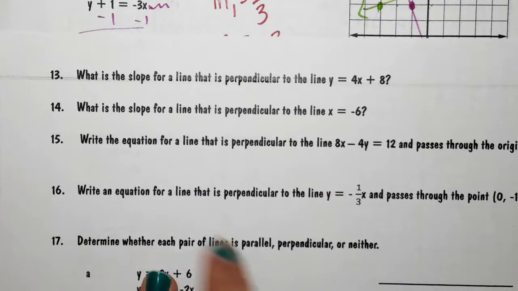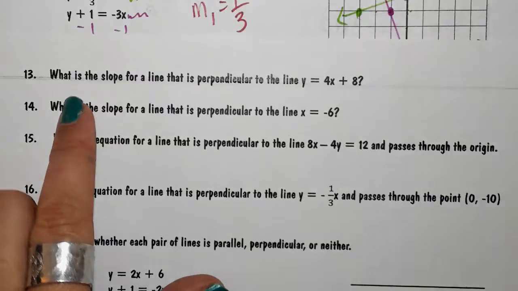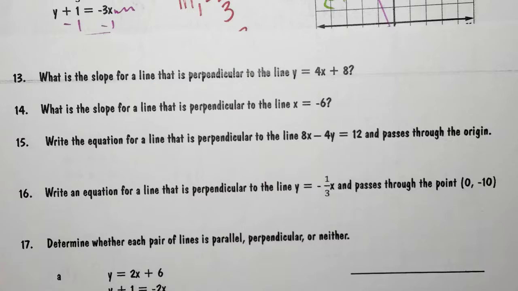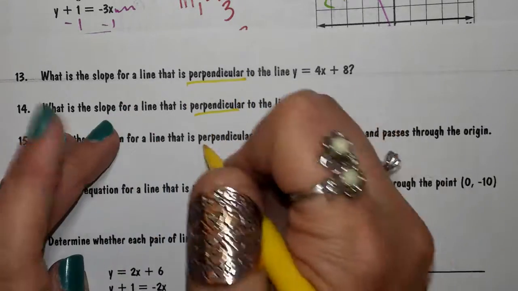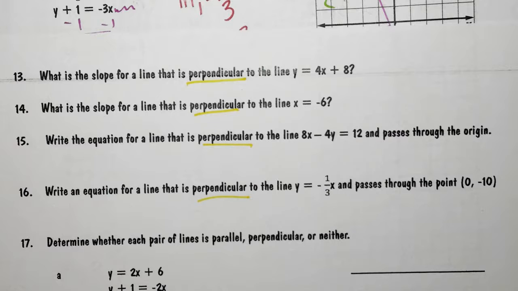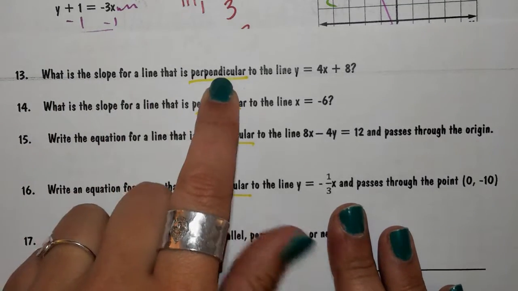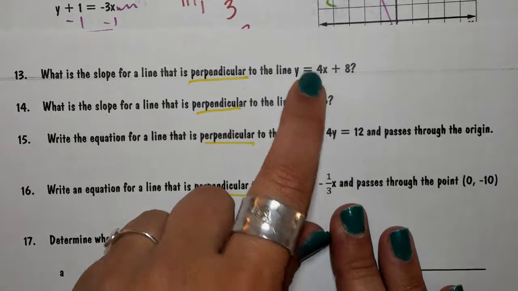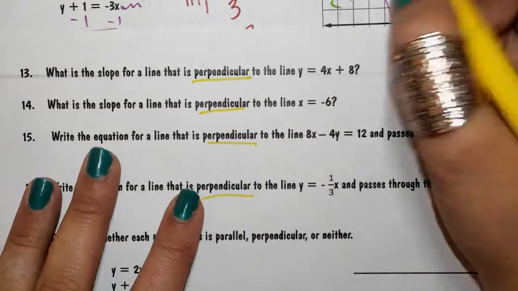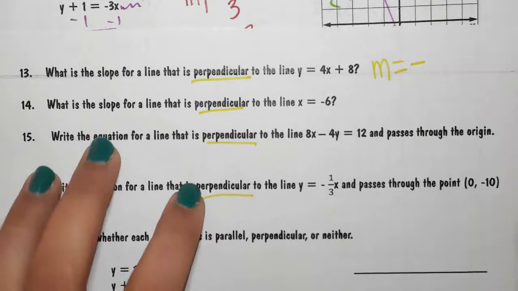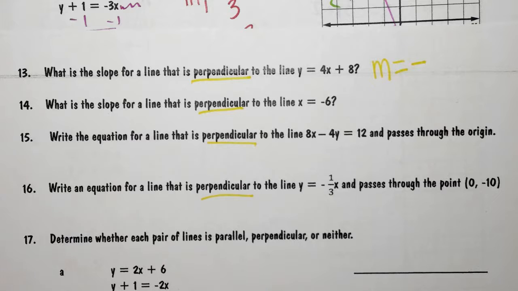All right, so number 13. Now, this is just like what we did before. We were talking about parallel lines, but this time, what kind of line do we have? Perpendicular. And what do we know about those slopes? Opposite reciprocal every time. So this says, what is the slope for a line that is perpendicular to this one? Is this positive or negative? So we know our perpendicular slope is going to be what? Negative. And reciprocal means that we flip it. So how would I flip 4? What would it become?